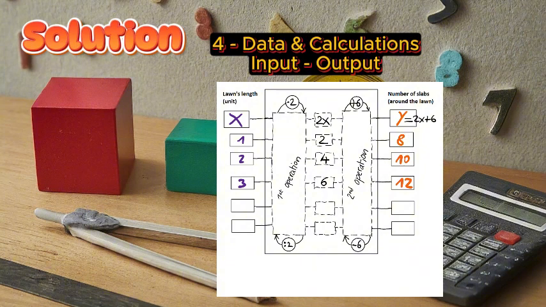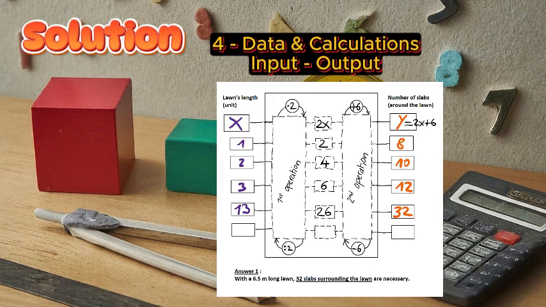We now return to the machine with the input value obtained, x equals 13. Performing the first operation, we get 26. Then performing the second operation, we get 32. This means that with a 6.5 meter long lawn, we surround it with 32 slabs.